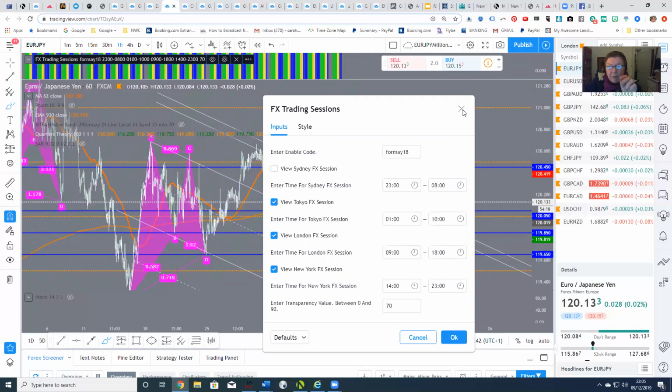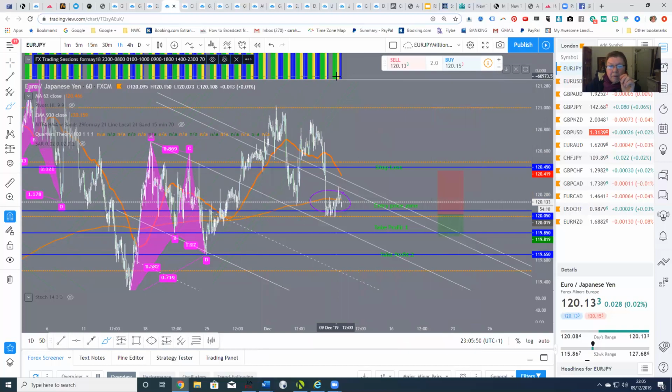And so I can see where New York starts at 2 p.m. And London starts at 9, which is 8 a.m. UK time. Now the reason this is important, so now we can see we're entering this dead grey zone, is because pairs move at different times of day according to whether they're active in that part of the world. So Euro JPY may well start to move from 2 o'clock in the morning.